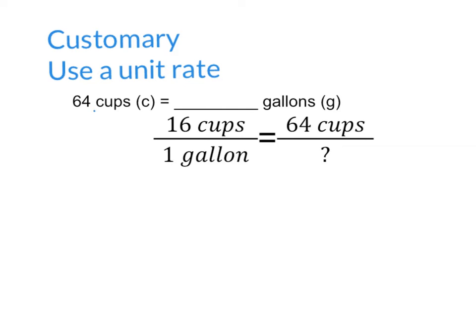I'm going from cups to gallons, so from a smaller to a larger unit. And so I'm going to divide 64, that's how many cups I have, and for every 16 cups, it makes 1 gallon. So I'm going to do 64 divided by 16 to find out that this would be 4 gallons.